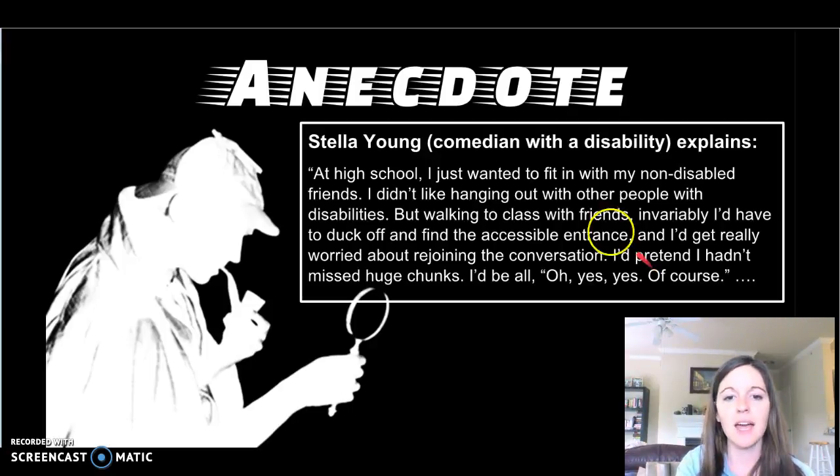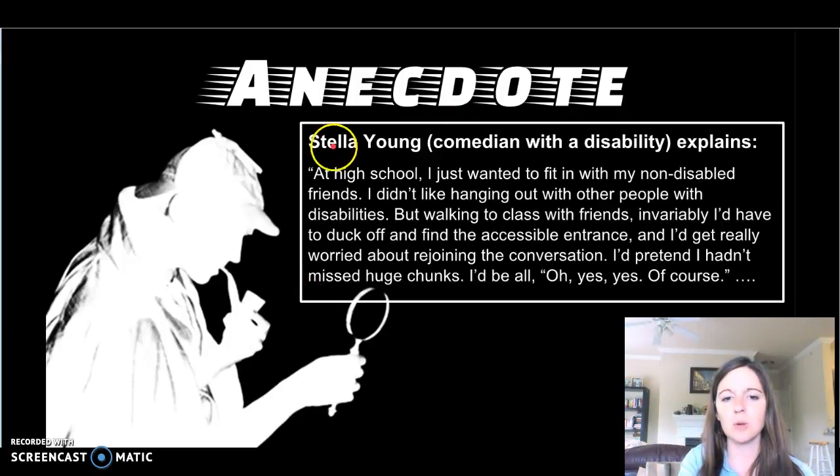And she explained, "At high school, I just wanted to fit in with my non-disabled friends. I didn't like hanging out with other people with disabilities. But walking to class with friends, invariably I'd have to duck off and find the accessible entrance. And I'd get really worried about rejoining the conversation. I'd pretend I hadn't missed huge chunks. I'd be all, oh yes, yes, of course."